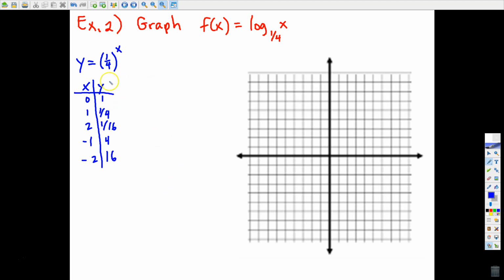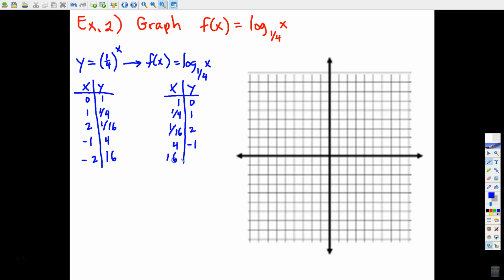Well, that's not the table I want to graph. I want the log function graph. But remember, to get the log function graph, you just think of it as the inverse of this decay table. And to get the inverse, once again, I know I'm repeating myself, you just switch the x and y coordinates: 1, 0, 1/4, 1, 1/16, 2, 4, negative 1, 16, negative 2.